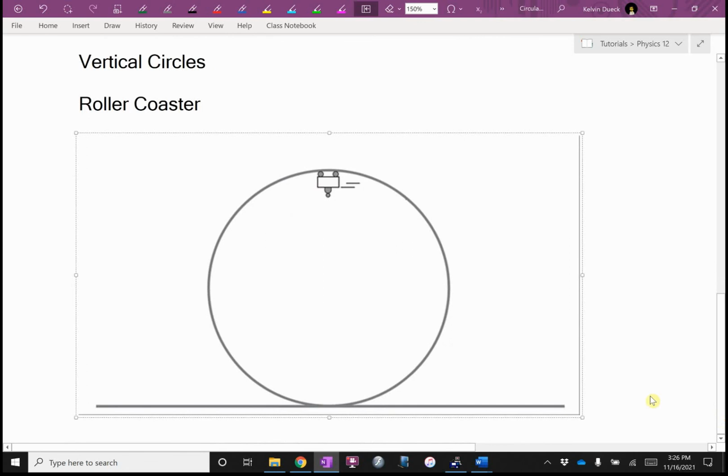So what can I give you here? We can either be at the top or at the bottom. We'll do one of each. And I can either give you the speed and say, find the normal force, or I can give you the normal force and I can say, find the speed. Okay? So let's do the second one first.